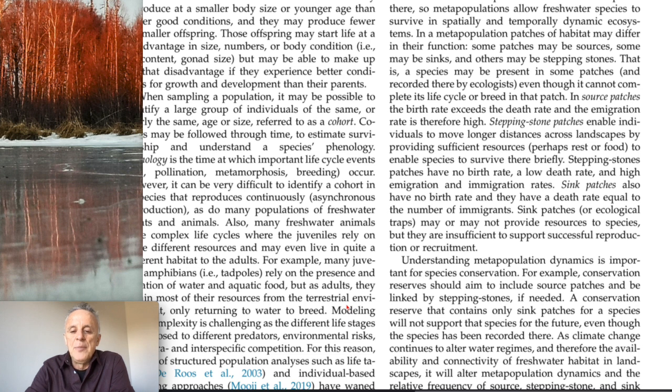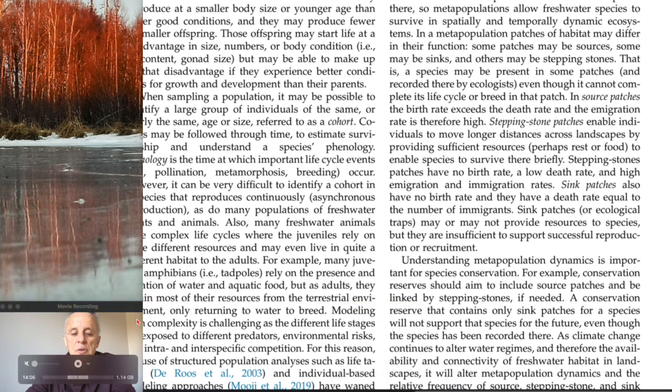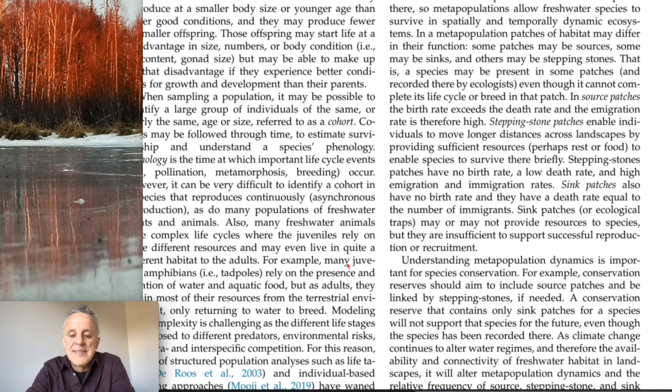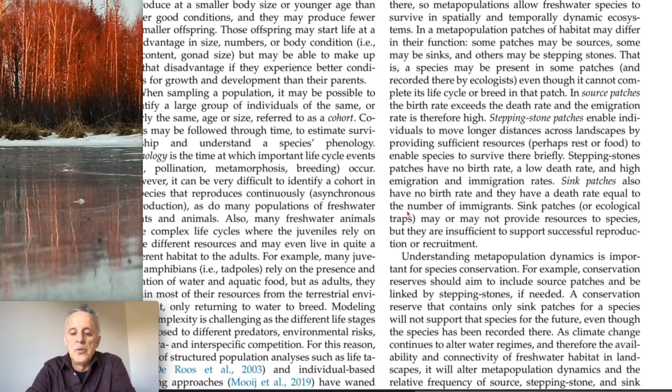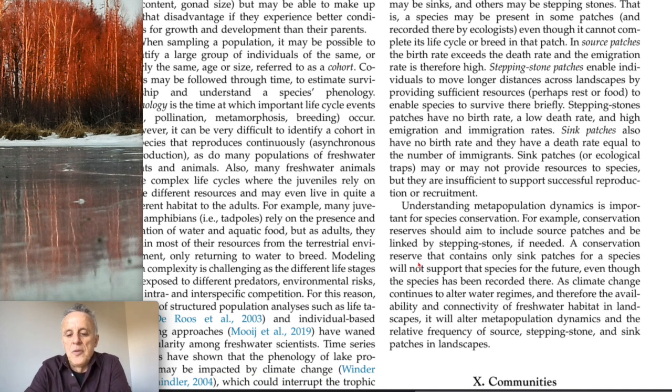Stepping stone patches enable individuals to move longer distances across landscapes by providing sufficient resources to enable species to survive there briefly. Stepping stone patches have no birth rate, a low death rate, and high emigration and immigration rates. Sink patches also have no birth rate, and they have a death rate equal to the number of immigrants. Sink patches or ecological traps may or may not provide resources to species, but they are insufficient to support successful reproduction or recruitment.